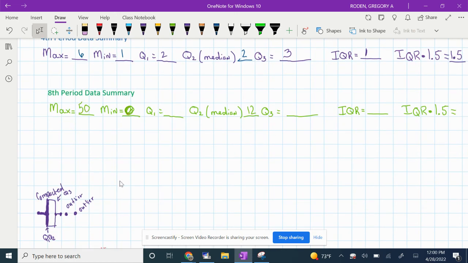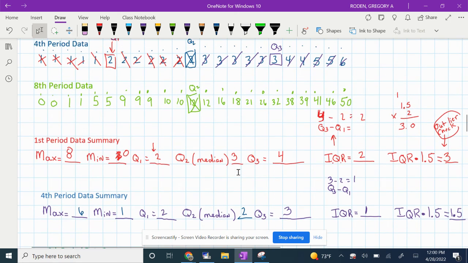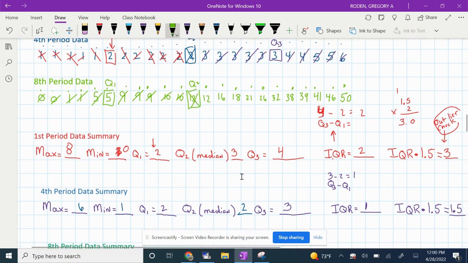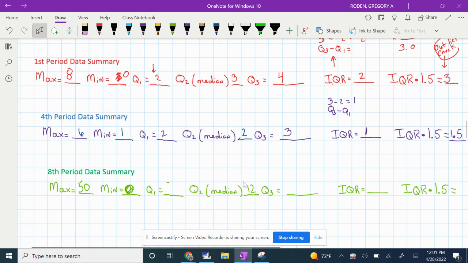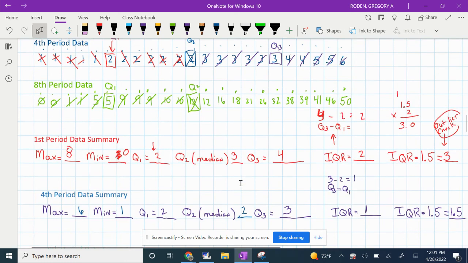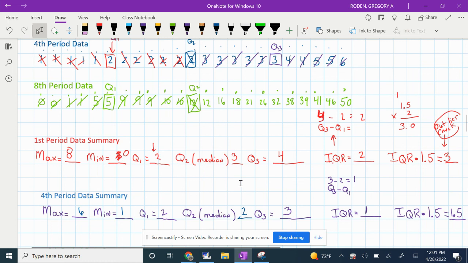All right, now the next thing I'm going to do is find my Q1. So I'm going to go to my data, and I'm just going to start crossing out. So this 0 crosses out that 10. This 0 crosses out this 10. This 1 crosses out this 9. This 1 crosses out this 9. This 5 crosses out this 9. And this 5 right here, that's my Q1. So my Q1 is 5. I'll go ahead and put that in there. Q1 is 5.